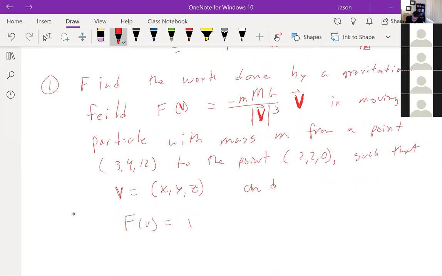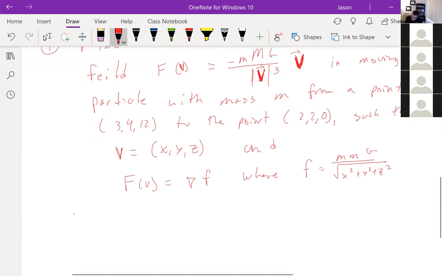is equal to the gradient of some f, where f, the parent function here, is going to be mMg over basically the magnitude of v, which is the square root of x squared plus y squared plus z squared. Now, why would that be the case? That would be the parent function of this thing.